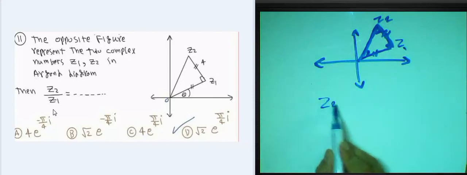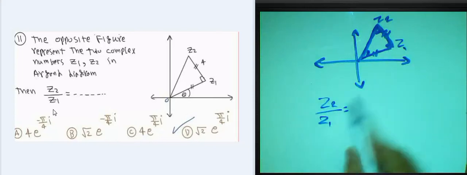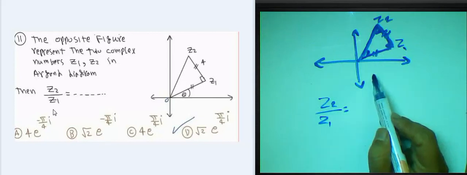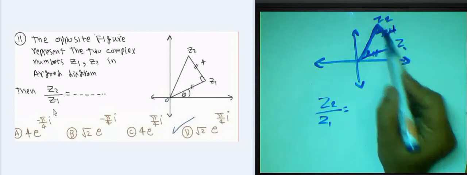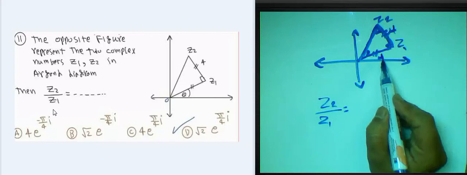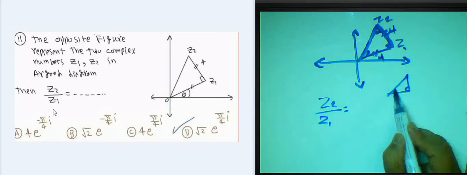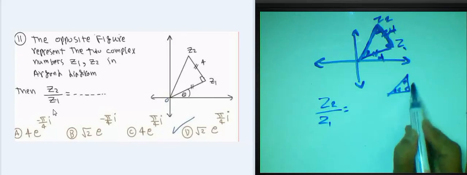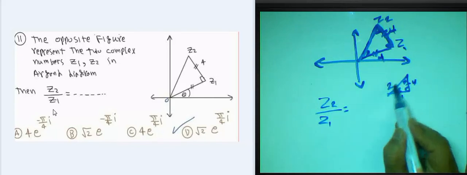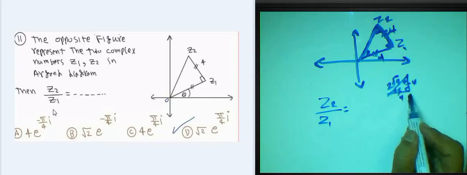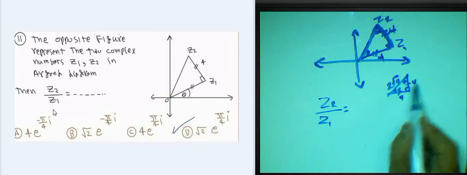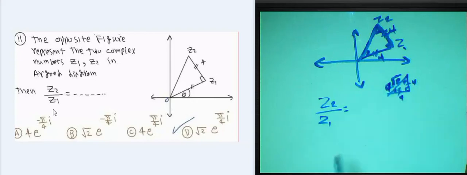And if you want to find Z2 over Z1, you can divide the length here by the length. This length was 4 centimeters. This length 4 centimeters. We can find this length by right angle triangle. Look at here. This angle 45 and this angle 45, length 4 and 4, it will be 2 root 2. This side will be 2 root 2. Okay, it's right here. This side here 4 and 4 and the 4 root 2.